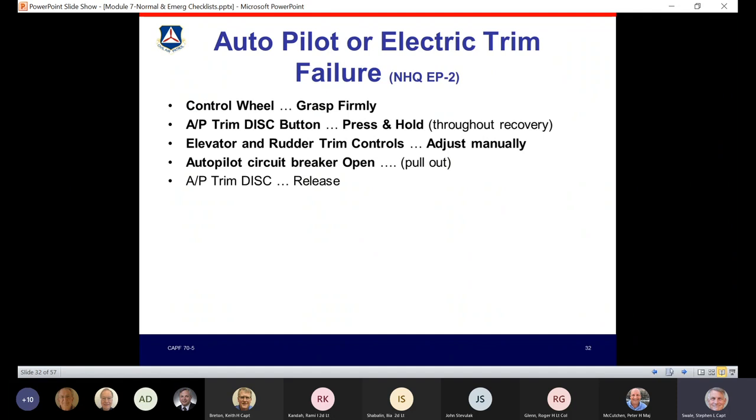And then and only then, when you've gotten the airplane trimmed again, you reach down and find the autopilot circuit breaker, which is the only one that'll have the little white plastic ring on it, and you pull that out. And then, and only then, step 5, you release the autopilot trim disconnect.